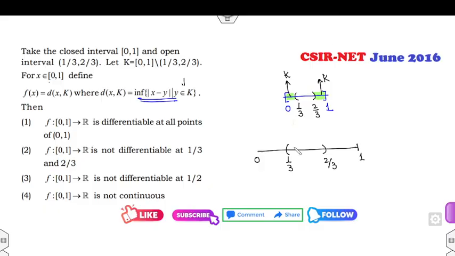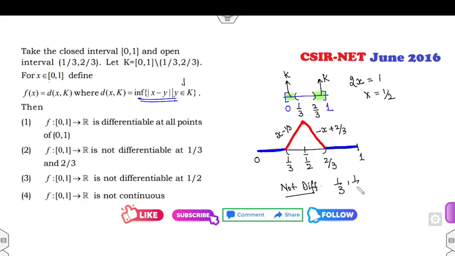Whenever x lies in the K, the graph will be 0. Whenever x lies in this K, the graph is 0. And what about the other? Whenever it's in this one, it is decreasing. Can you find this point of intersection? This graph will be my x minus 1 over 3. This is my minus x plus 2 over 3. So both are equal. That means 2x is equal to 1. X will be half.